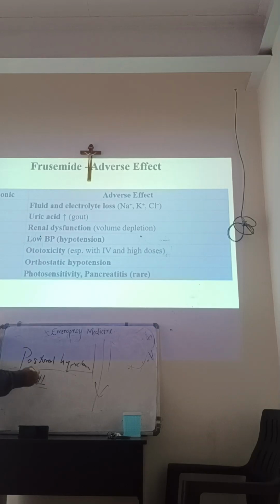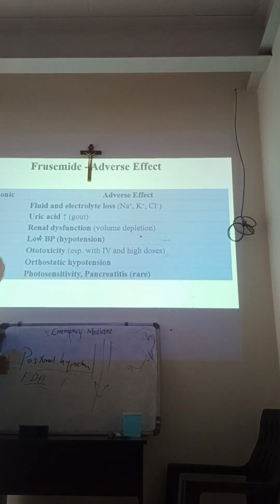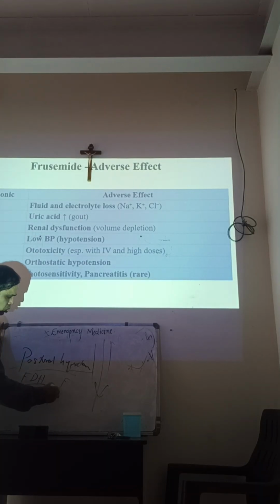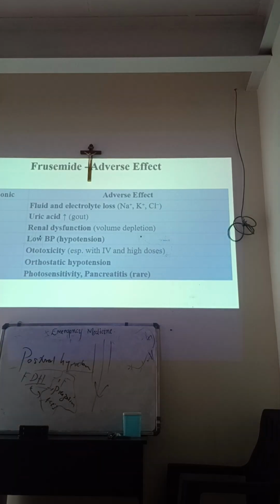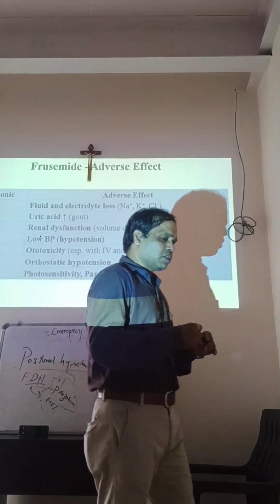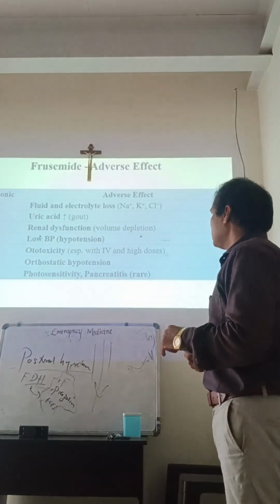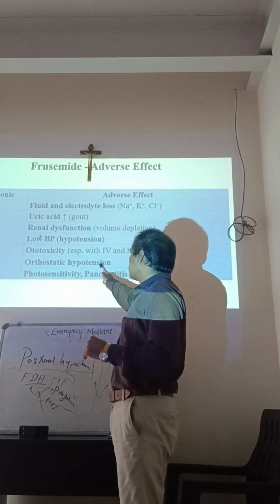So postural hypotension is caused by, one, your loop diuretics, furosemide. One more drug that causes postural hypotension and first dose hypotension is prazosin. It's an alpha blocker. One more group that causes it is the ACE inhibitors. These are drugs used in hypertension, but they cause vasodilation and may cause sudden hypotension. So this is also one of the drugs that obviously cause postural hypotension.